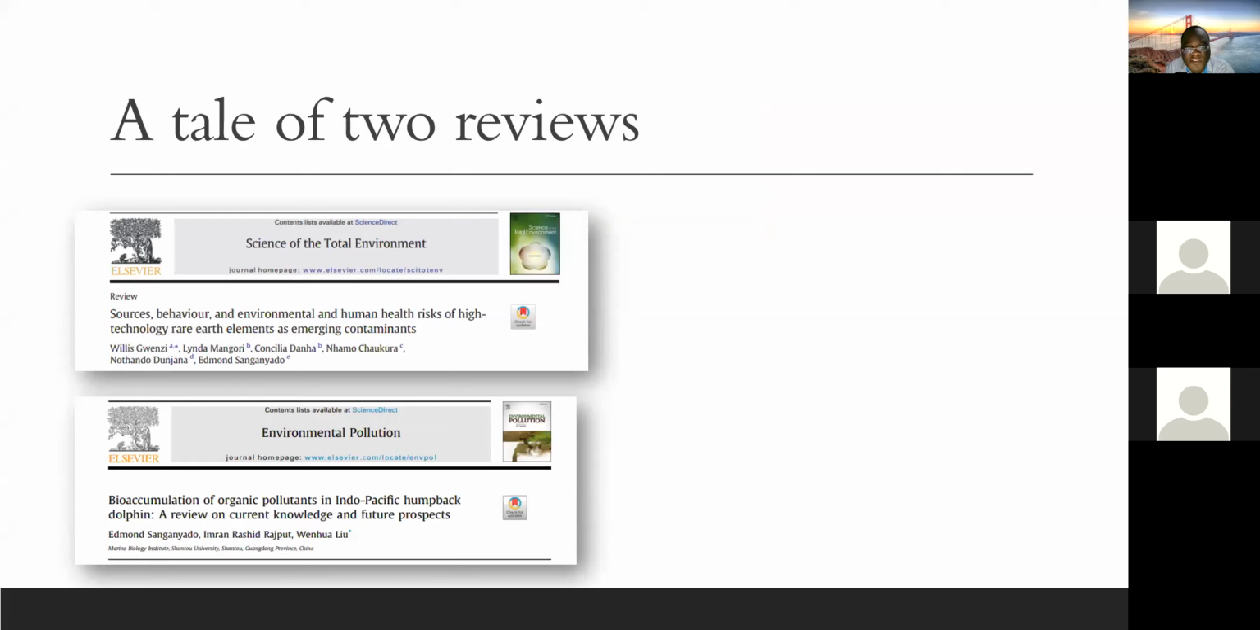But the review in Science of the Total Environment, there is something interesting. It has been read 4,000 times and cited 84 times in a space of 2 years. And this made me wonder, why? Why the big difference? I wrote these two reviews almost at the same time, and the number of times they've been viewed and cited is totally different. What could be the reason? Today we want to uncover the reasons behind the disparities between these two reviews.